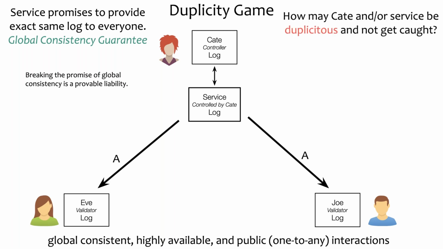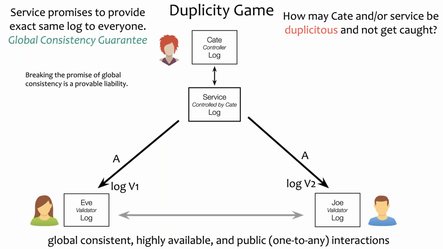So how may Kate be duplicitous and not get caught? What are the exploits that Kate can employ? Well, she can send two different versions of logs to Joe and Eve. And so she hasn't got caught, but if she can truncate the log, Joe has a different version of the log than Eve has. She can delete the log so Joe doesn't even get a log. These are all things that Kate can do. These are just hurting Kate for the most part.